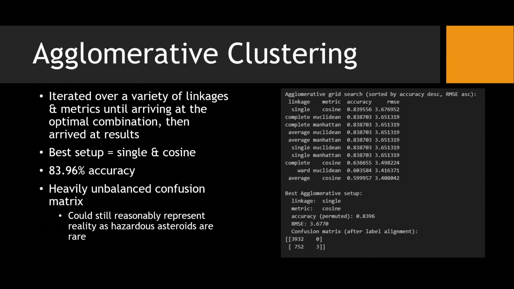And it turns out the best setup is single and cosine, and we get an 83.96% accuracy. However, my confusion matrix here is heavily unbalanced. Now, that's not to say that it's bad. It could still reasonably represent the reality, because hazardous asteroids are in fact rare, but it is something to flag.